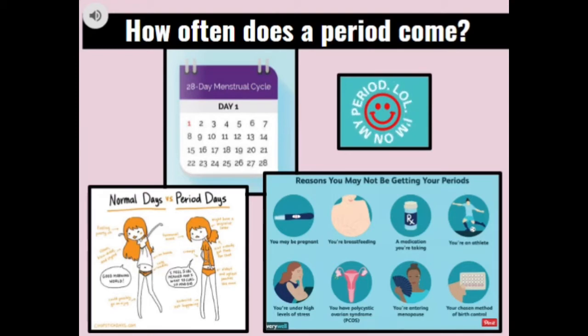And as mentioned before, you can use pads and Diva cups or tampons to be able to catch this blood that comes out. It will absorb the menstrual fluid.